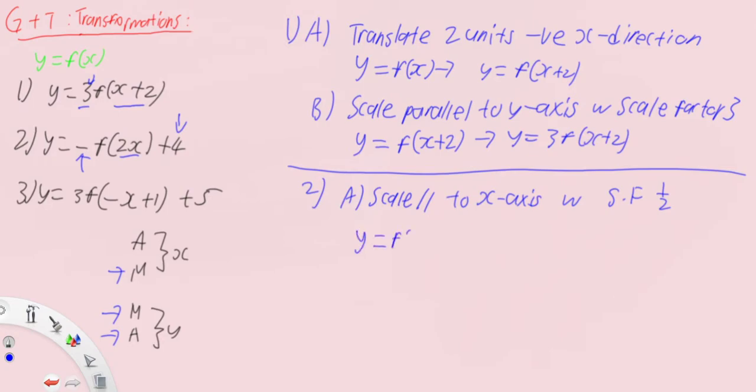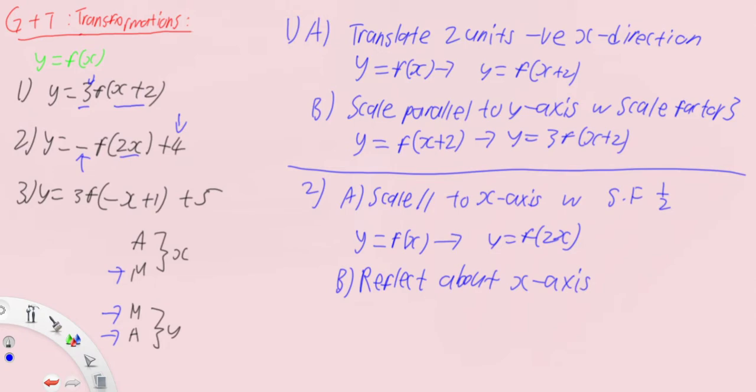y equals f(x) becomes y equals f(2x). Obviously, you can also think about it this way: the new x value will be half of the old x value, so scale factor is half. Thereafter, we're done with step 1. We now look at the scaling for our y. In this case, it's a reflection. Hence, we'll do a reflection about the x-axis. Now remember, when we do reflection, it is the opposite axis because positive y becomes negative y, and negative y becomes positive y, and they are about the x-axis. Now we have y equals minus f(2x).